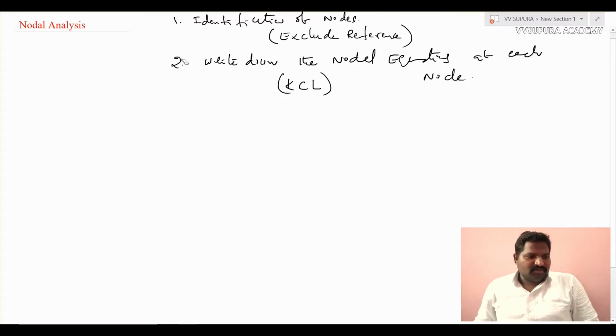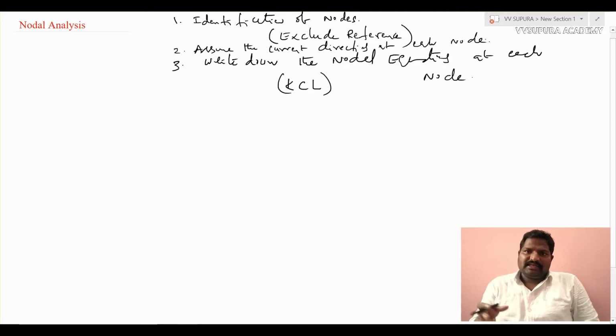So I think it is step number 3, and step number 2 is to assume the current directions at each node. So we have to assume the current direction at each node, whether it is towards the node or away from the node. So that is step number 2, and step number 3, we have to write down the nodal equations at each node by using Kirchhoff's current law.